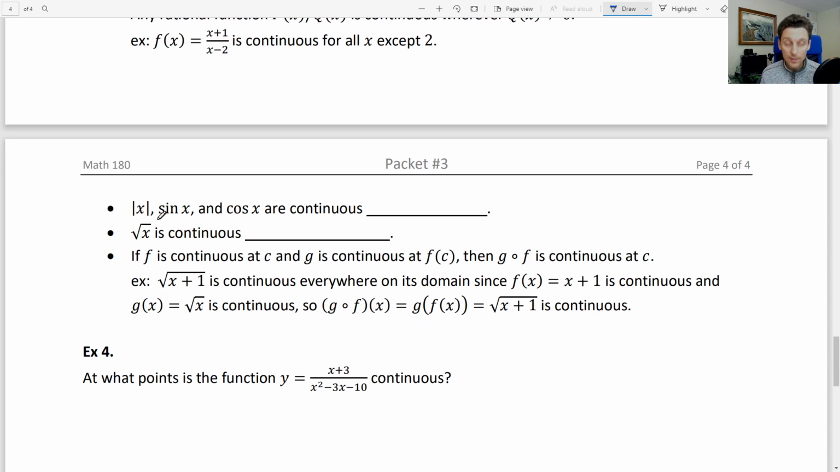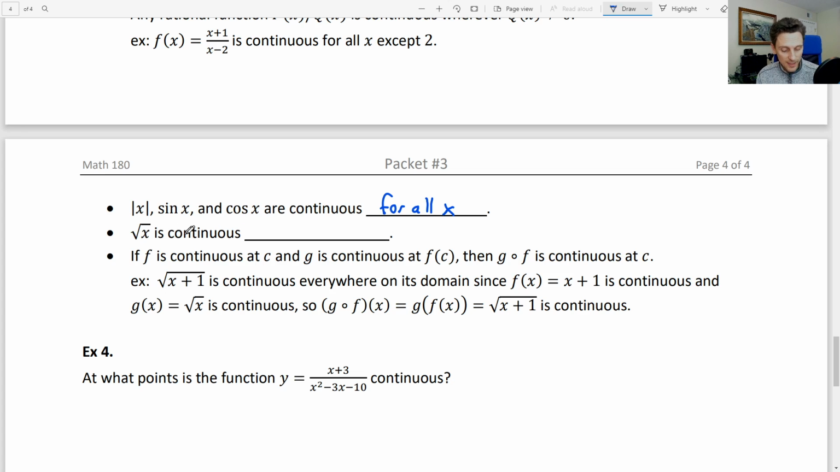Here are a few functions that are good to have handy: absolute value of x, sine x, and cosine x. These are examples of functions that are continuous everywhere. So you could say for all real values of x, or you could say negative infinity to infinity, or just everywhere.